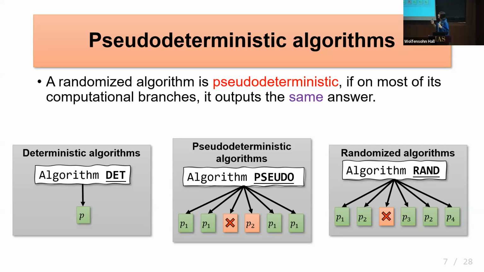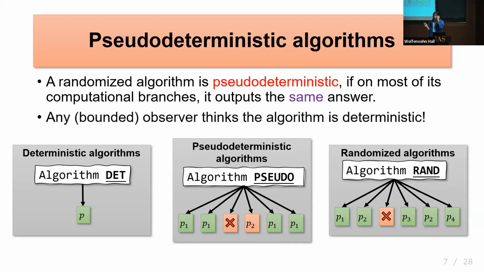If it's a decision problem, then randomized algorithms and pseudo-deterministic algorithms are the same thing. But if it's a search problem, then pseudo-deterministic algorithms have the additional property that with high probability they always output the same answer. Another way to look at it: a bounded observer will think the algorithm is deterministic, because if they run it a few times, each time it gives the same answer.